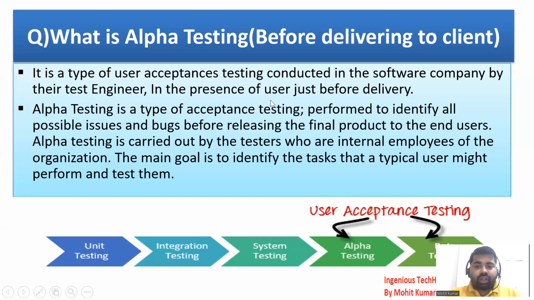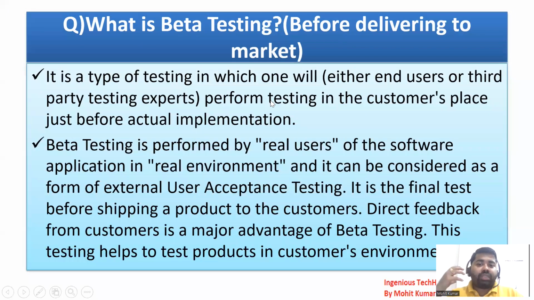Now we can go to what is beta testing. Beta testing means testing before delivery to the market. I can give you one very famous example. ChatGPT was already developed, they had done a lot of testing, and finally they gave the beta version to the users: use it and give the feedback.